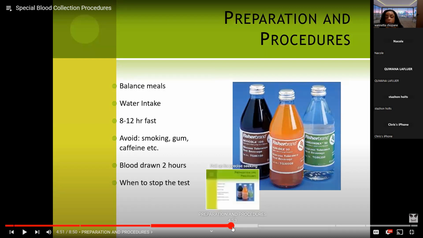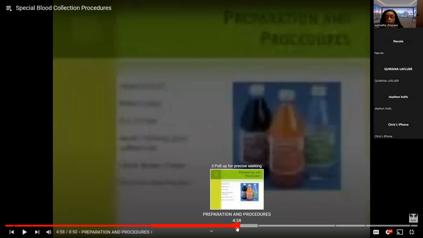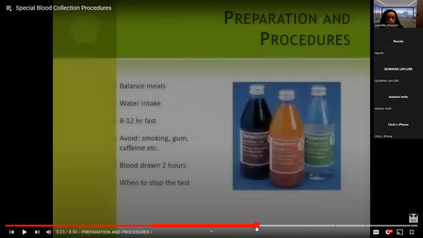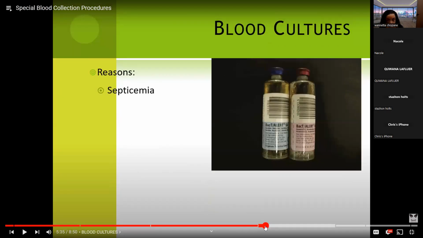But you need to get the doctor's approval, that the reason why you weren't able to complete the glucose tolerance test.